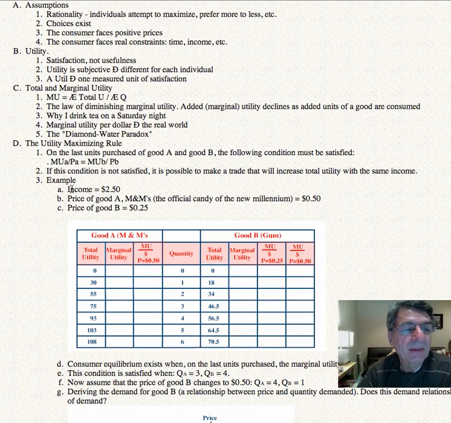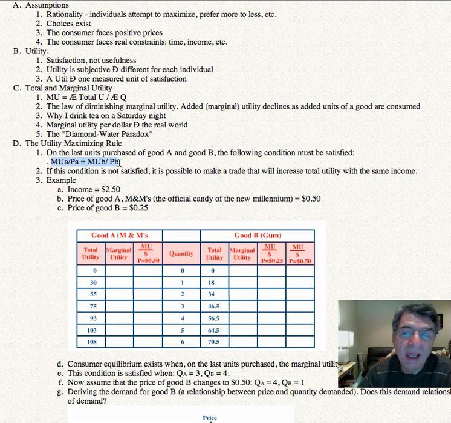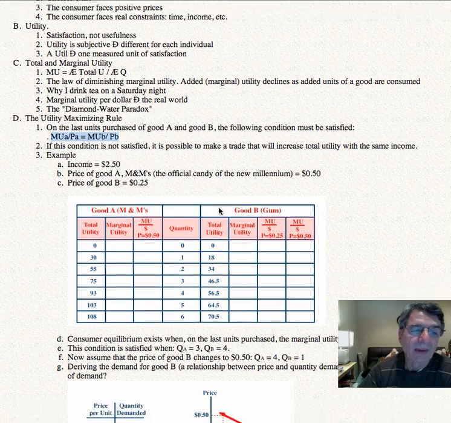So then, what is the utility maximizing rule? How do you know if you've spent your money in a way that maximizes your total utility? And the answer is this condition has to be satisfied. On the last units purchased of goods A and B, because we assume you're only going to buy 2 goods, we put you in the simplest world possible. Goods A and B are the only ones you can buy. So the marginal utility per dollar of good A has to be equal to the marginal utility per dollar of the second. And if the condition is not satisfied, you can give back some of the one that you don't like as much and buy more of the good that you do like more.